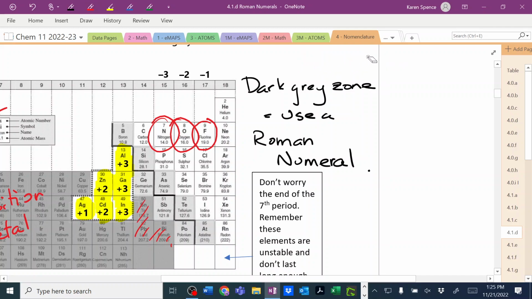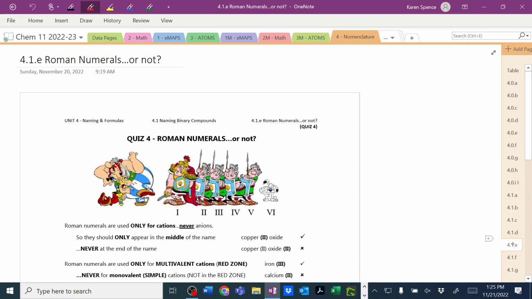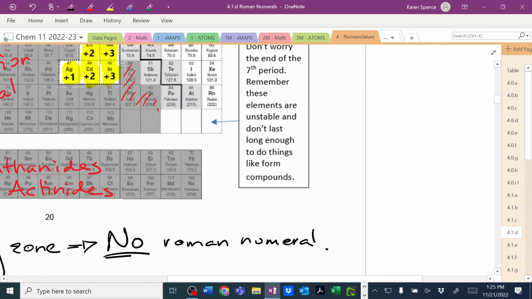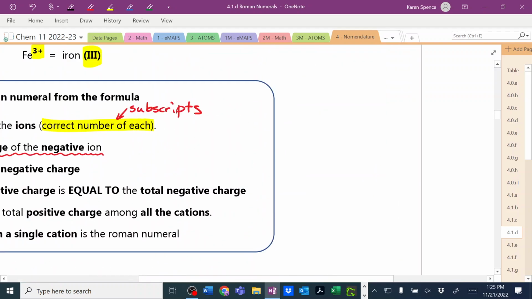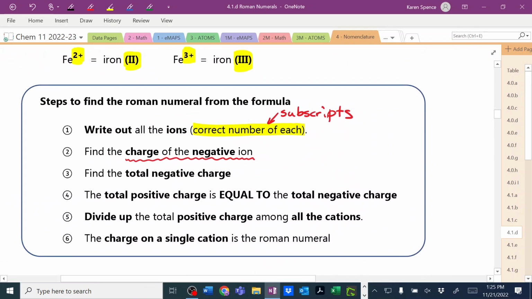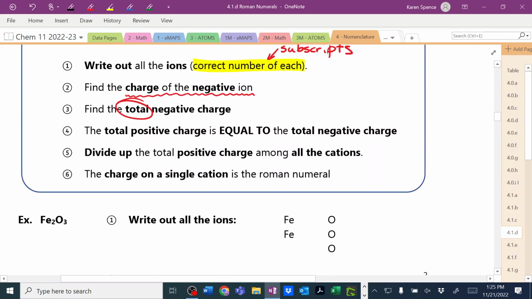Okay. Don't worry if that went by too quickly. We're going to actually go into a little more detail right now. So we're going to look up the charge of the negative ion just by looking at our periodic table. We're going to find the total negative charge. Remind me, what is the overall charge of a compound? Always 0. Compounds are always 0.